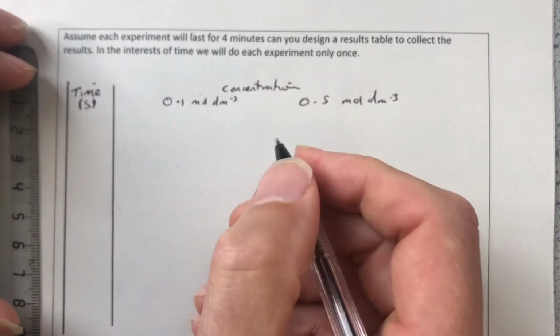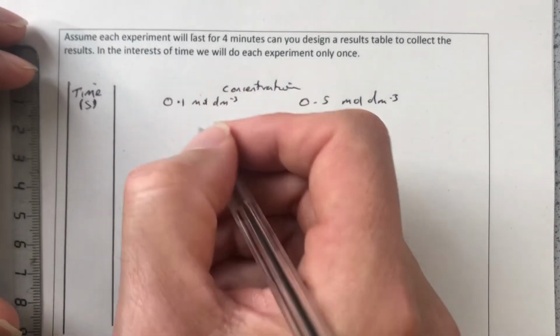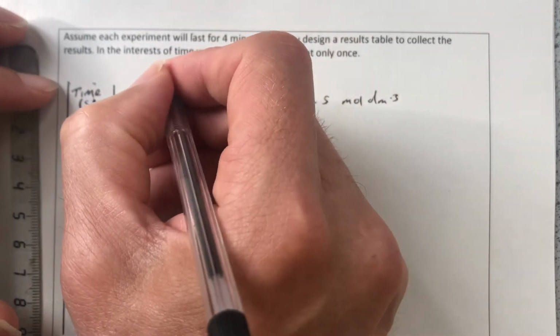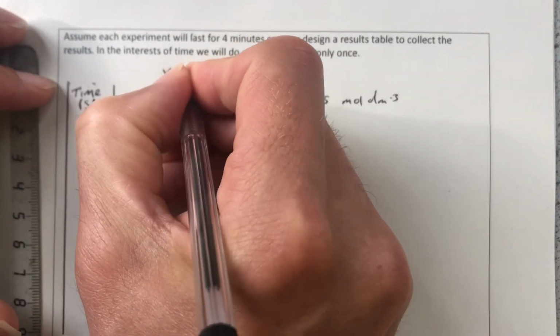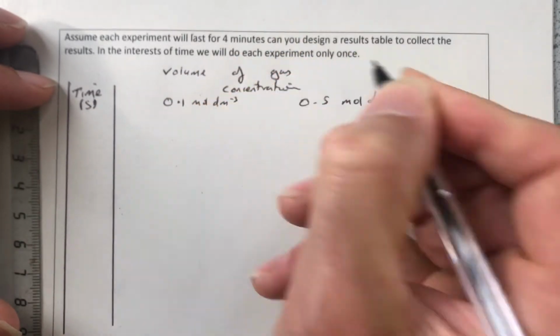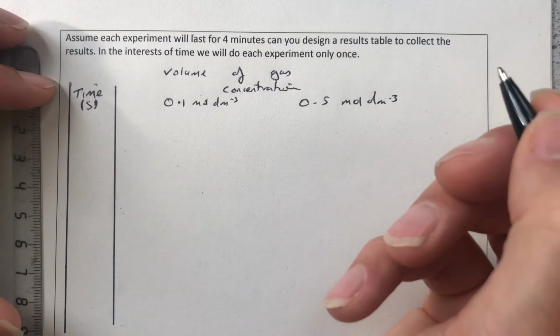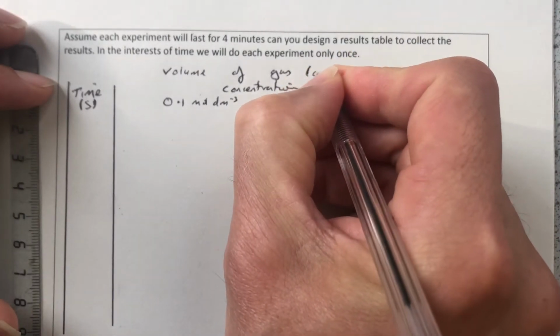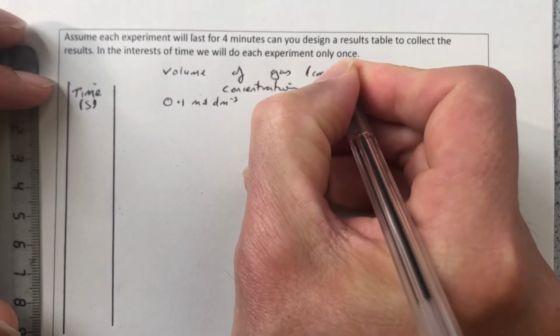Okay, and what we're going to do is look at the volume of gas they're giving off. So overall here, we want to measure the volume of gas, because that's how we are going to measure the rate of reactions, by seeing how quickly the gas is coming off. And that volume of gas is coming off in centimetre cubed, so we'll put that down there as well.